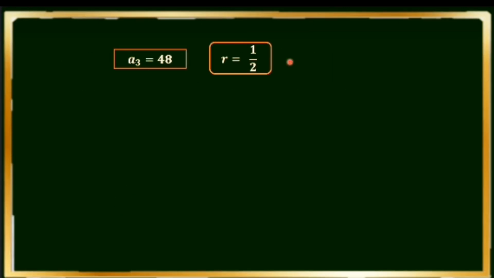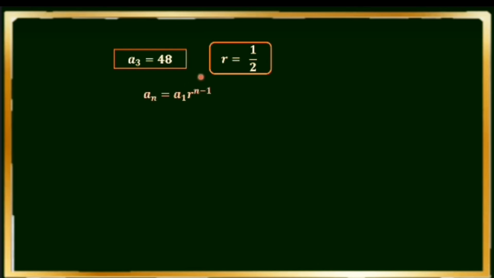So at this point, we already know that the common ratio r equals 1/2. And we also know that one of the terms, a sub 3, is equal to 48. We can now proceed to find the first term because we need the common ratio and the first term to get the unknown, which is the 8th term.